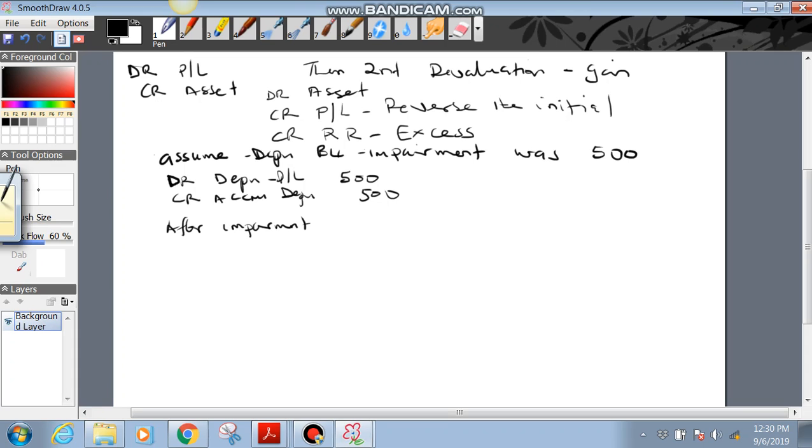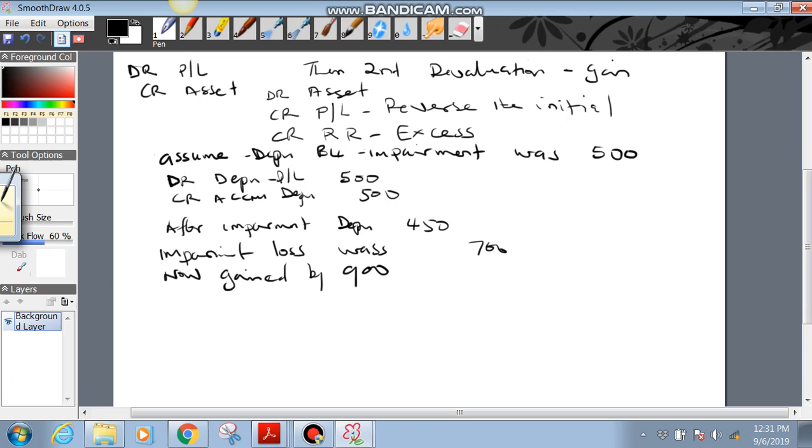let's assume the depreciation is now 450. Let's also assume that the asset has now, after impairment, let's assume the impairment loss was 700. Now let's assume also that the asset has gained by 900.